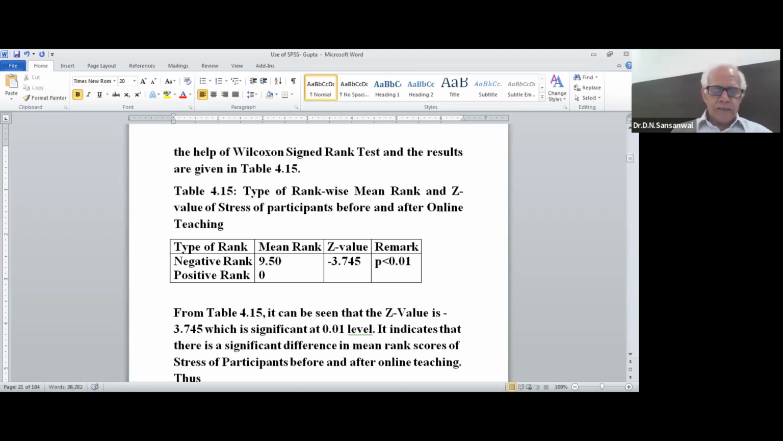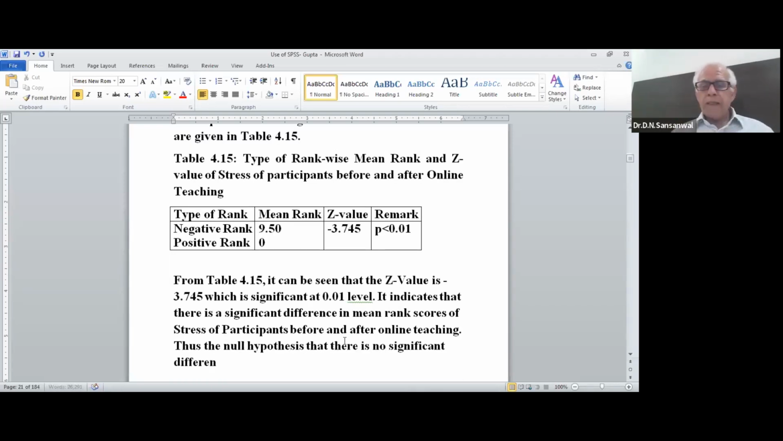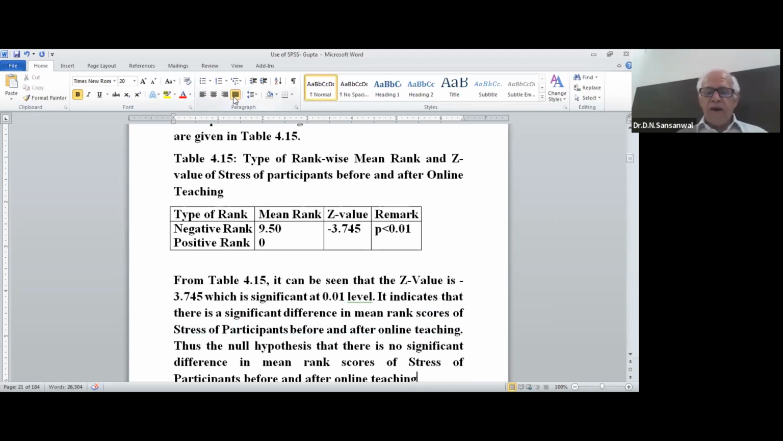Thus, the null hypothesis that there is no significant difference in mean rank scores of participants before and after online teaching is rejected.